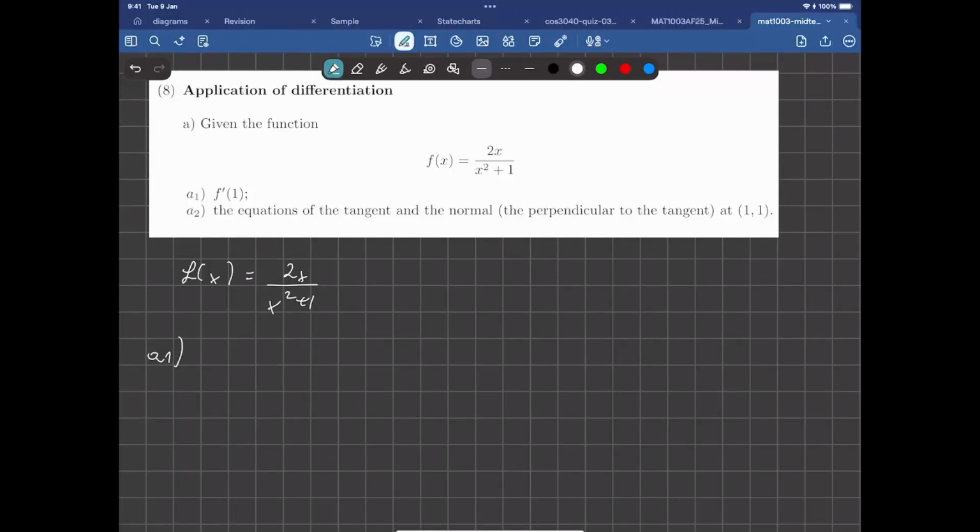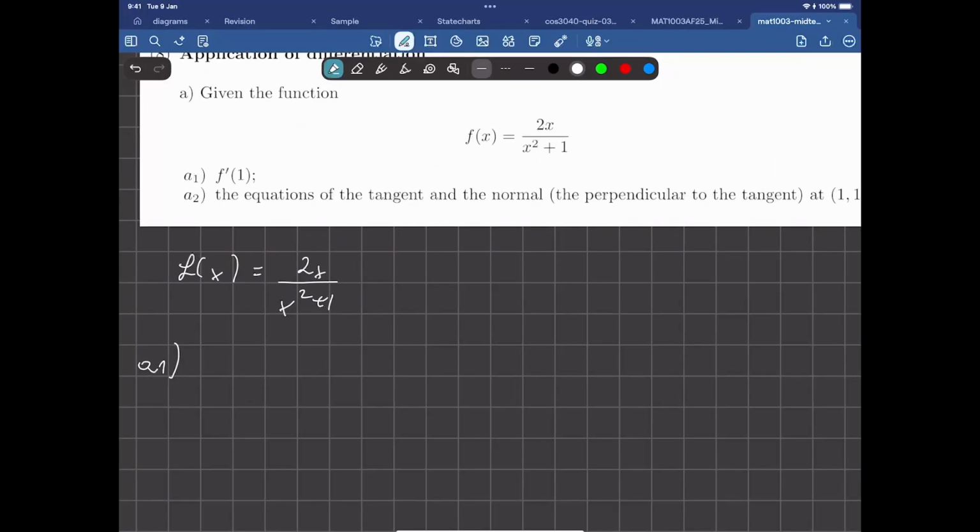Alright, the last two problems don't have any new material in terms of formulas or concepts. It's just an application of what we've done so far. So in the first one, we are given this function f of x, which is equal to 2x over x squared plus 1. And then we need to find the derivative of that function at x equals 1.